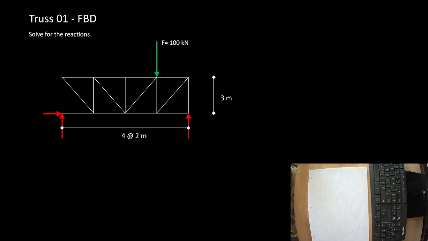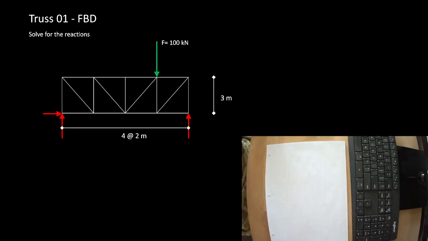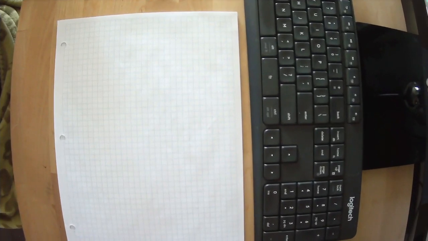So we have a 100 kilonewton point load acting some amount over on this truss.